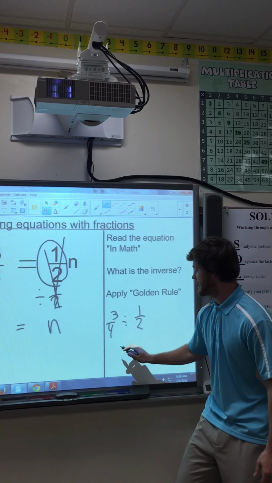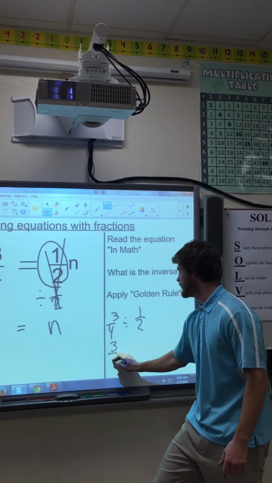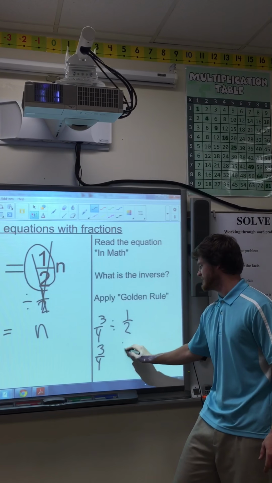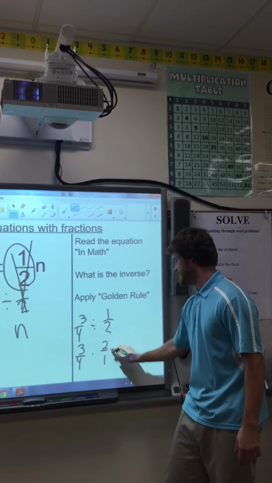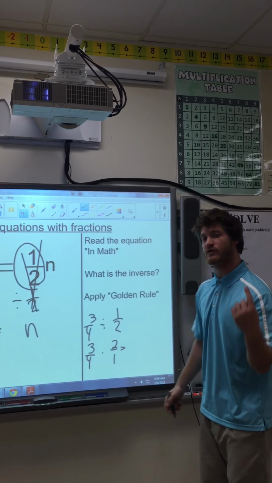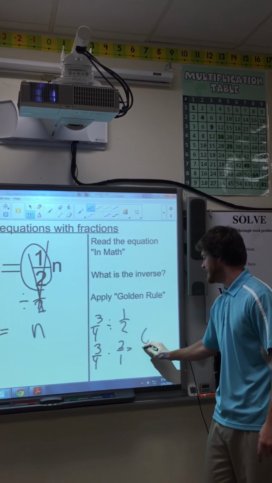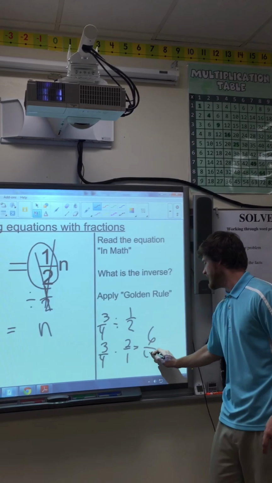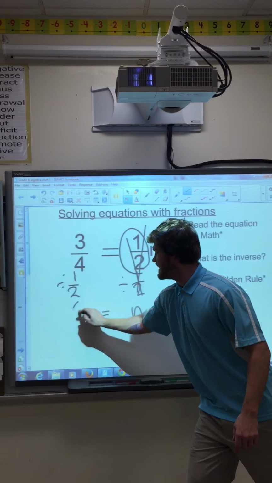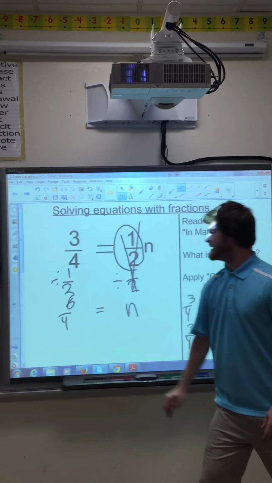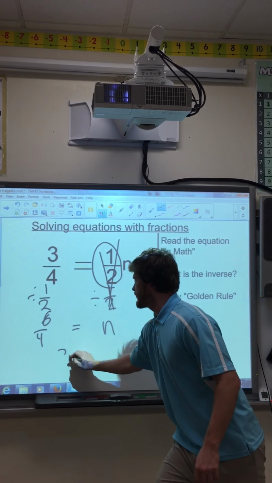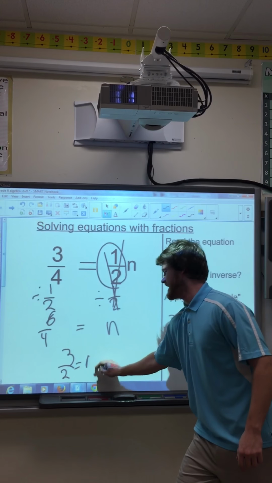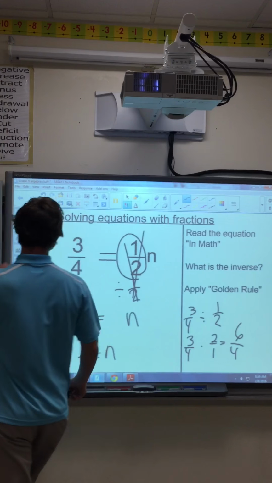So we keep the first fraction, 3/4, flip the second fraction, which is 2/1. You know that division switches to multiplication. When we multiply fractions, we go straight across. So 3 times 2 is 6, 4 times 1 is 4. So we have 6/4 is the same as n. We can reduce 6/4 to 3/2 is the same as n.